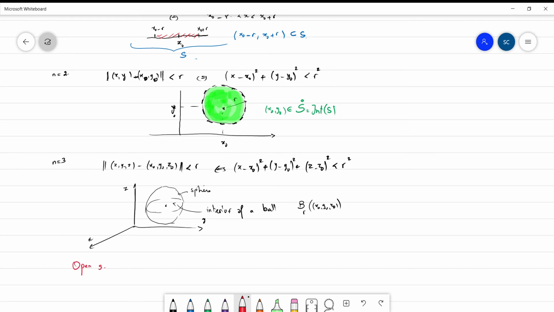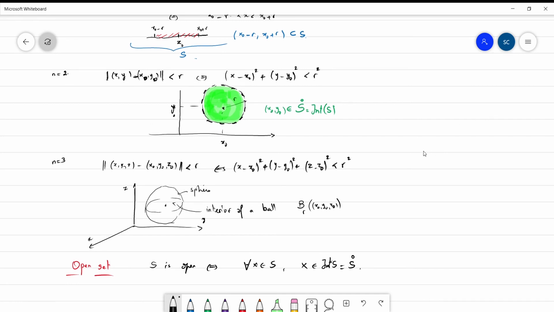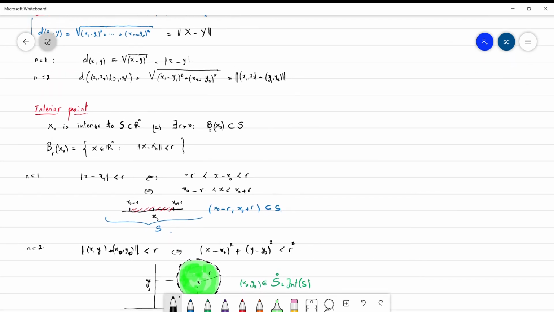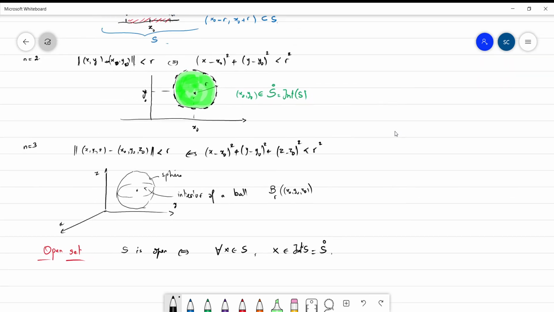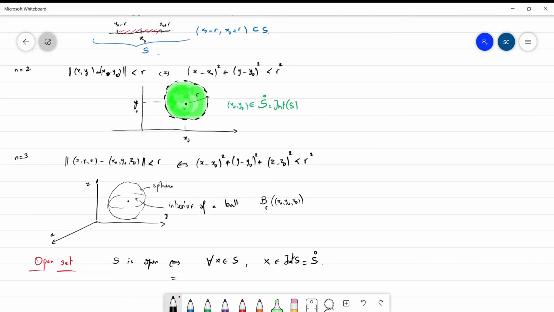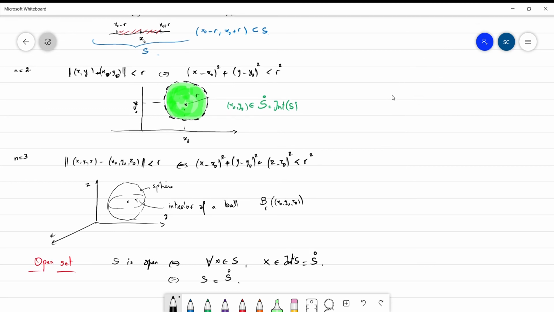An open set: a set S is open if and only if for any x in S, x belongs to the interior of S, S0. So you can find each time a small ball. The set of all interior points is S0. So S is open if and only if S is equal to the set of all interior points. This is what it means.